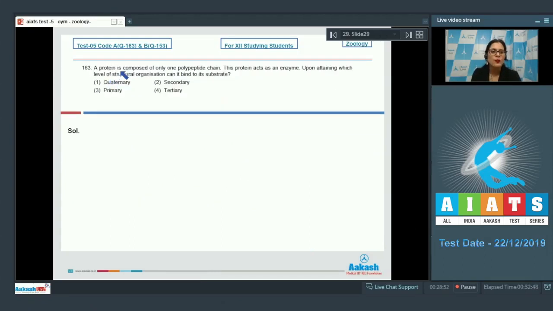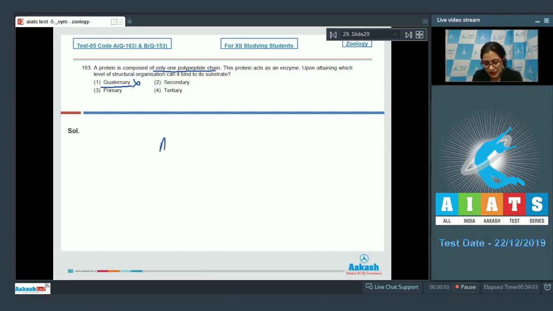Question number 163. A protein is composed of only one polypeptide chain. This protein acts as an enzyme. Upon attaining which level of structural organization can it bind to its substrate? The options given are quaternary, secondary, primary, and the last option is tertiary. The very first option, quaternary, cannot be a correct answer to our question, because quaternary structure is exhibited by proteins that have more than one polypeptide chain, whereas in the question our protein is composed of only one polypeptide chain.